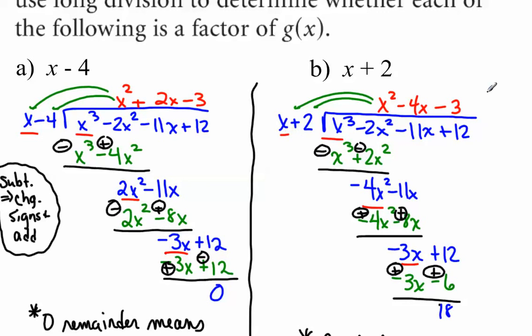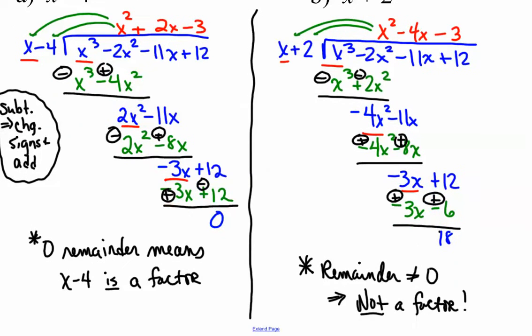Negative 3x divided by x is a negative 3. Negative 3 times x is negative 3x. Negative 3 times positive 2 would be a negative 6. Change both of those signs and then add your columns. The negative 3, positive 3 cancels as it always should, and positive 12 plus 6 is 18. So this time we have a remainder and it's not 0. So that means we don't have a factor here.